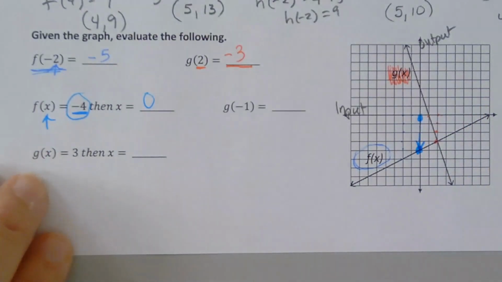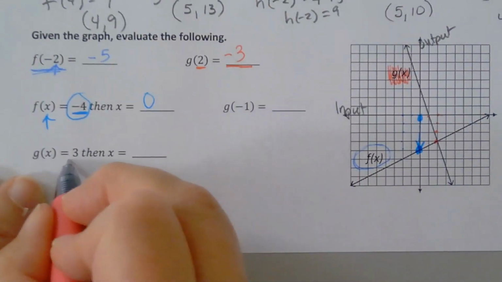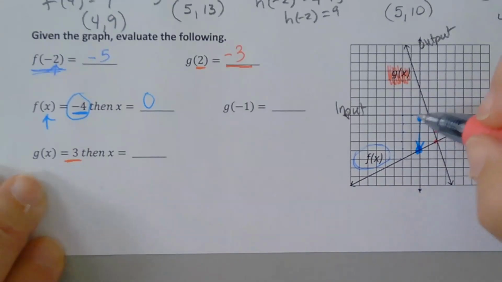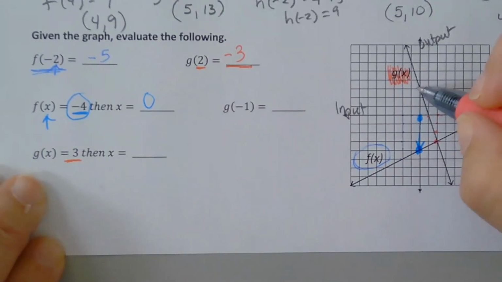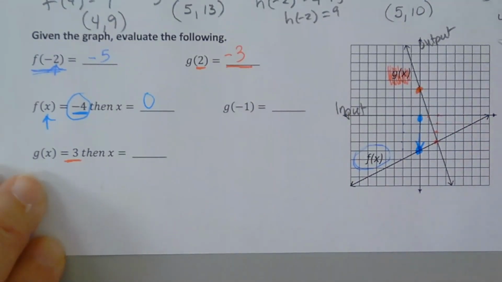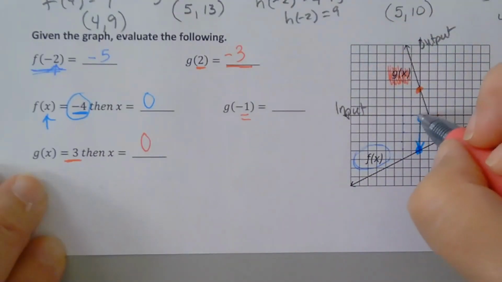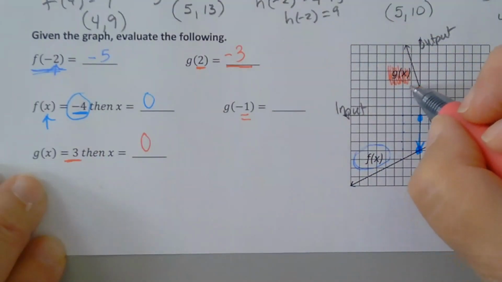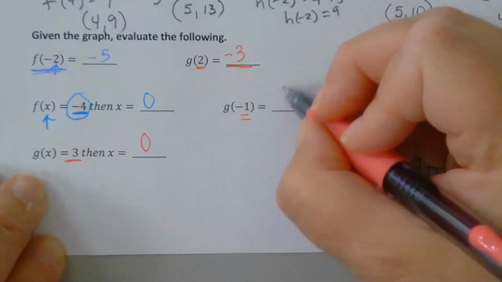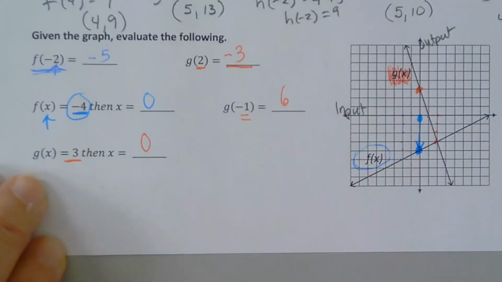Let's do another one like that one. Let's go down here to the g one. G output 3. So if I go output 3, g is 0. That just happened to work that way on this one. It won't always. Okay, let's look at g when g is negative 1. So negative 1, output 1, 2, 3, 4, 5, 6. So when you're talking about functions, you're talking about inputs and outputs.